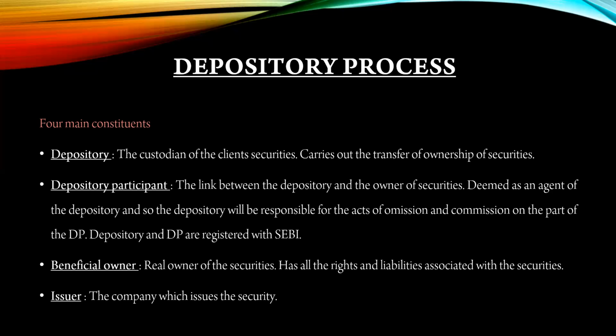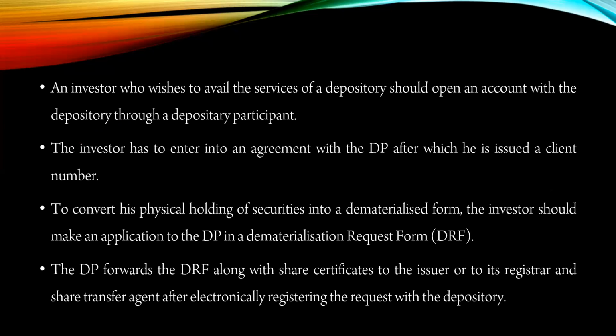He is the real owner of the securities. He is the one who has the rights and liabilities associated with the securities. Fourth constituent is the issuer, that is a company who issues the security. So there are four constituents. There's a depository, there's a depository participant who acts as a link between the depository and the shareholder. Third is the beneficial owner, who is the real owner of the securities or the shareholder. Fourth is the issuer. Now we are looking into the procedure, right?